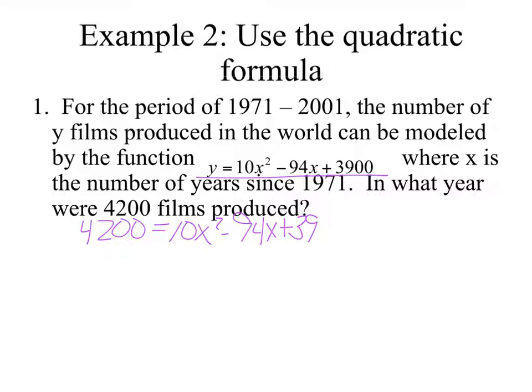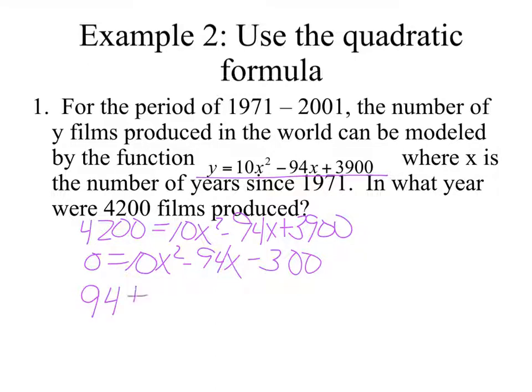I need to get this to equal 0, so I'm going to subtract 4,200 from each side, and that's 3,900. So 0 equals 10x squared minus 94x minus 300. I'm going to plug this into the quadratic formula and simplify it down as much as I can. When I do that, I end up with 94 plus or minus the square root of 20,836 all over 20. That ends up giving me 12 and negative 3.